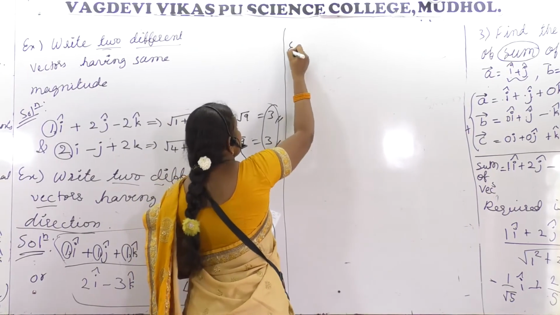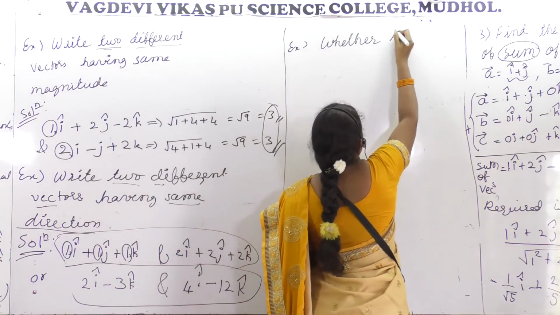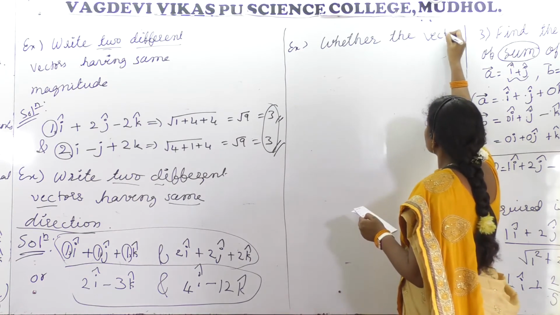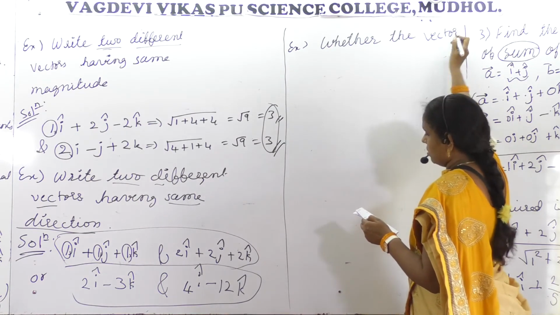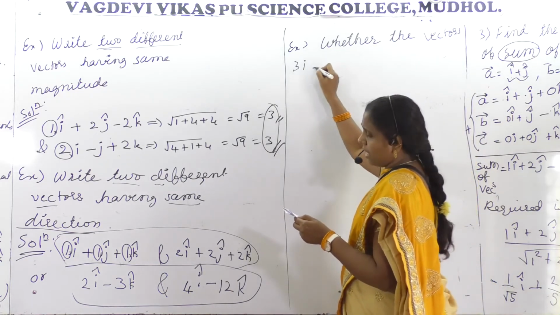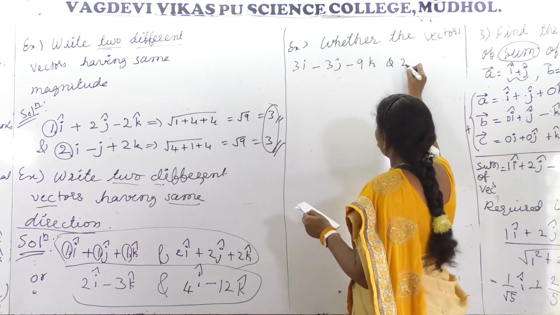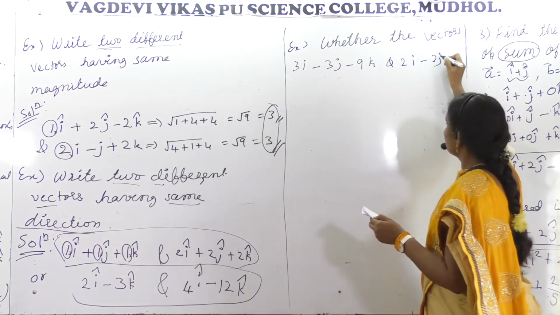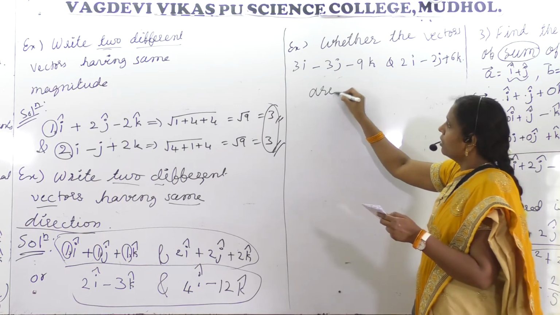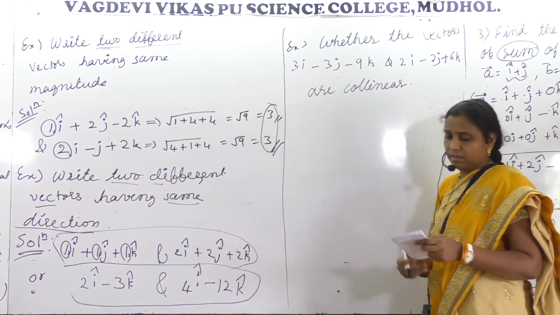Okay students, next question. Whether the vectors 3i minus 3j minus 9k and 2i minus 2j plus 6k are, what is this? Collinear. Is it not?